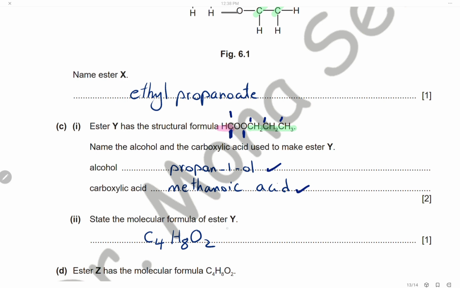State the molecular formula of ester Y. For the molecular formula, we have to count the number of carbon, hydrogen, and oxygen atoms. We have 4 carbons, so it will be 4. How many hydrogens? 4 plus 3 is 7, plus 1 is 8, and 2 oxygens. This is the molecular formula of ester Y: C4H8O2.